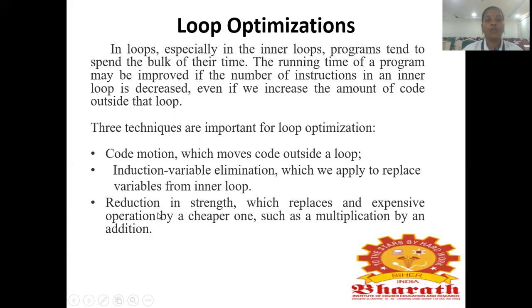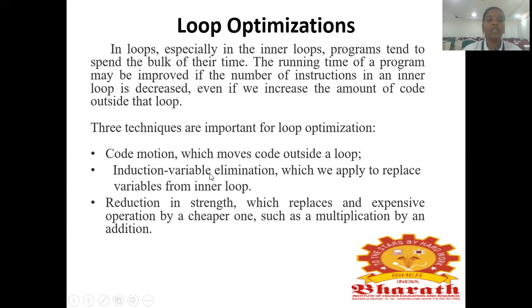Next one is loop optimization. So what is loop optimization? All programs tend to spend the bulk of their time in loops. Running time of the program may be improved if the number of instructions in the inner loop is decreased, even if the amount of code outside the loop increases. That is loop optimization. There are three techniques used for loop optimization. First one is code motion, which moves code outside of the loop.